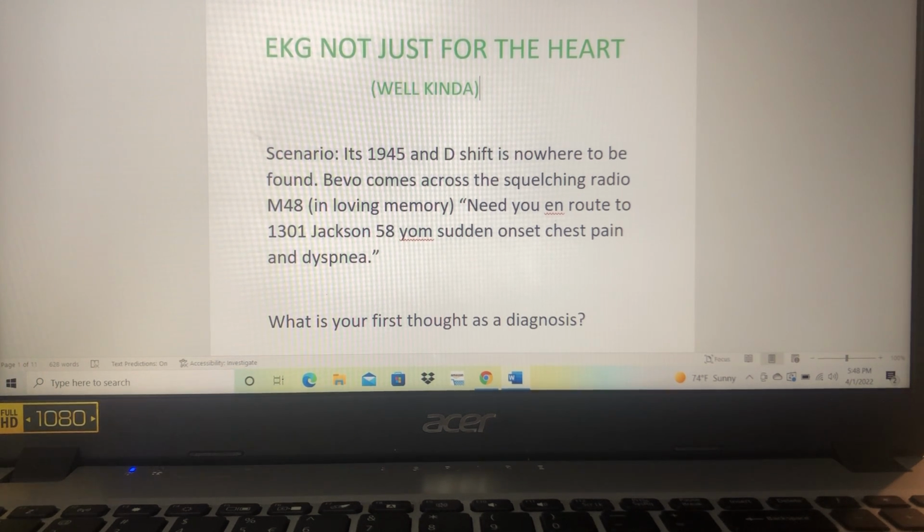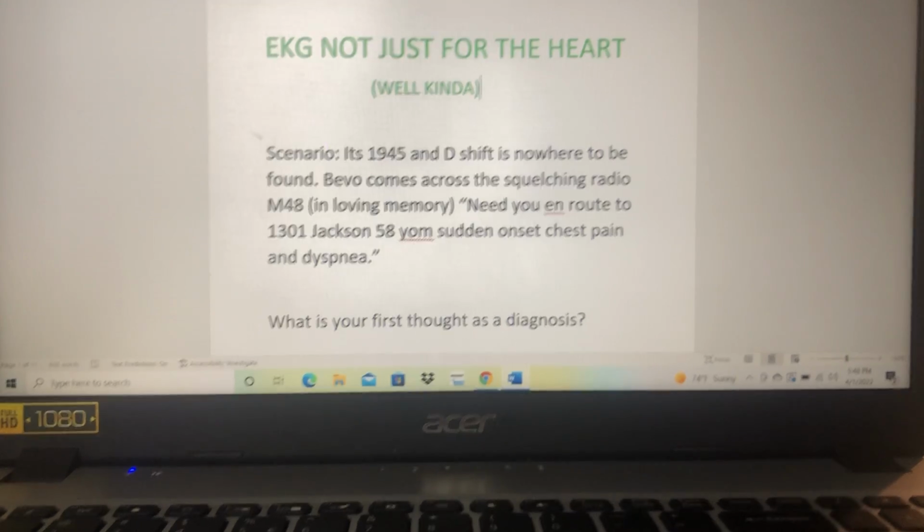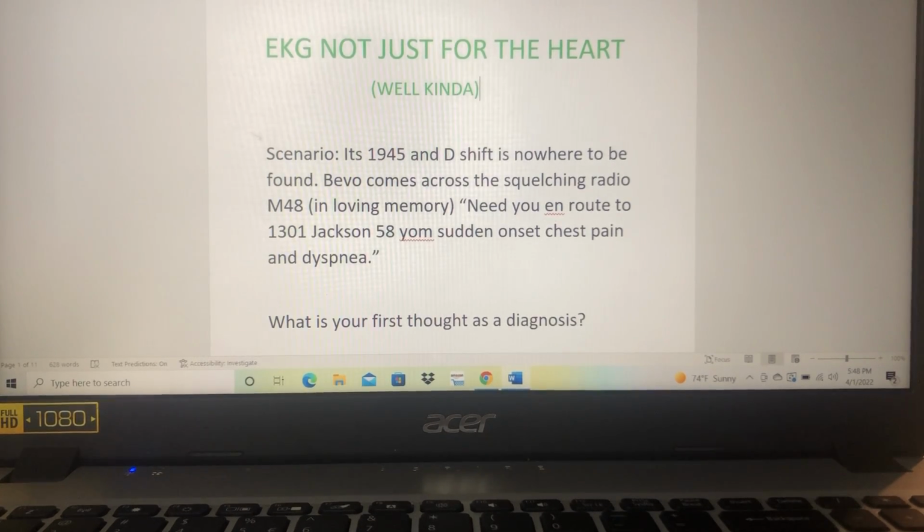It is 7:45 and D shift is nowhere to be found. Bevo comes across the squelching radio, medic 48, need en route, 1301 Jackson, 50-year-old male, sudden chest pain, and dyspnea.